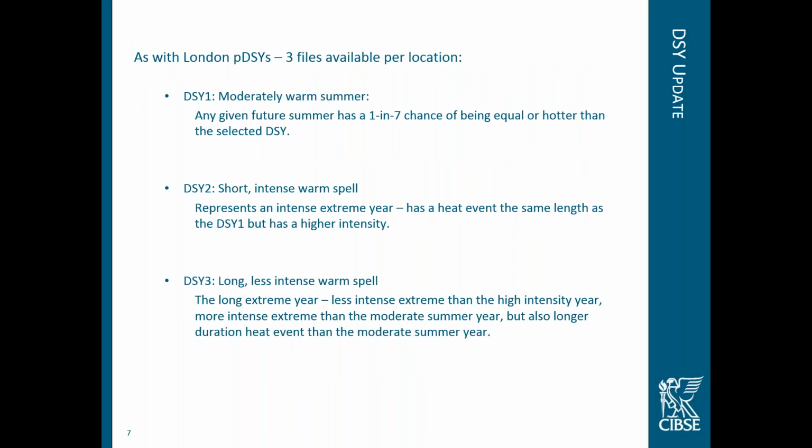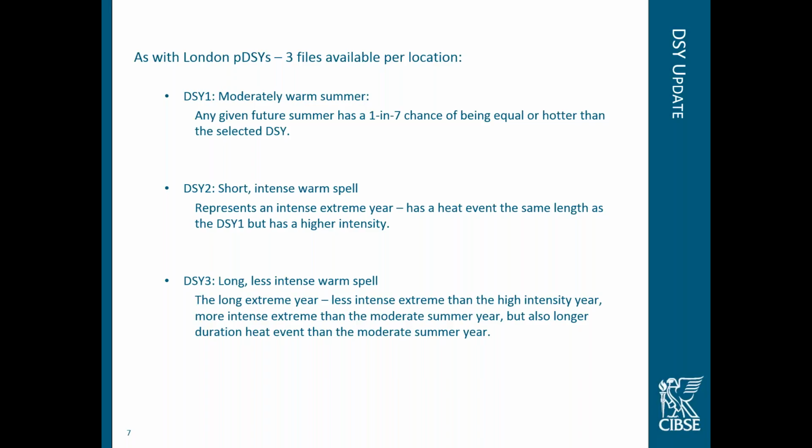As with the London design summer years, there were three per location. If we think about it, as I said in the previous slide, the events are hot events, the intensity, and the return periods, then you can define these three design summer years, and that's how they were selected. So design summer year 1 is a moderately warm summer. Any given future summer has a 1 in 7 chance of being equal or hotter than the selected design summer year. Interestingly, for London Heathrow it was 1989, and actually it's the same year.